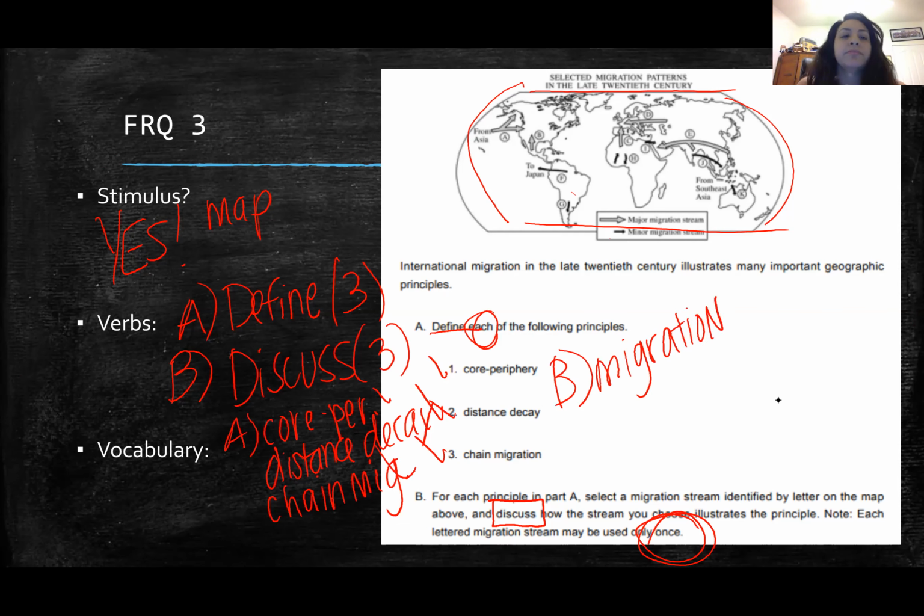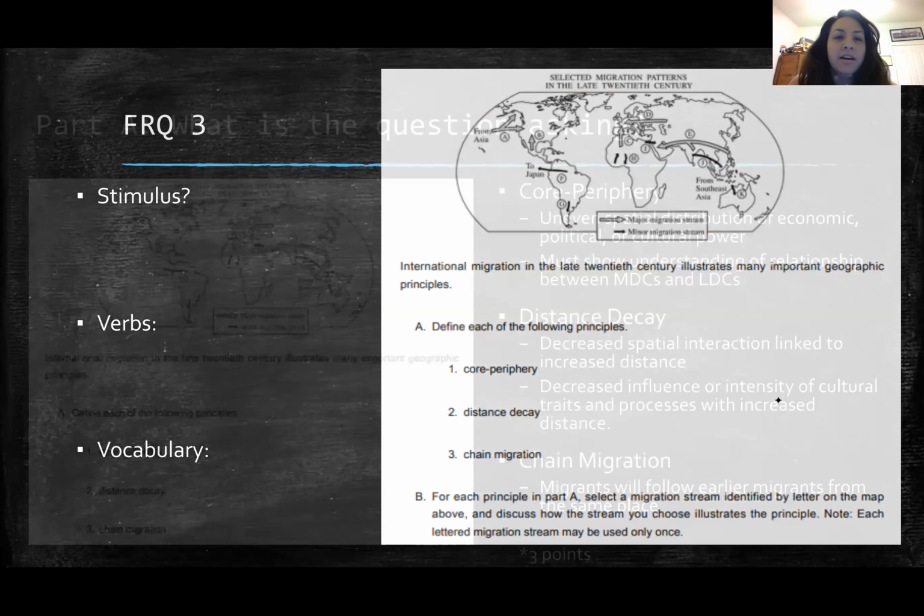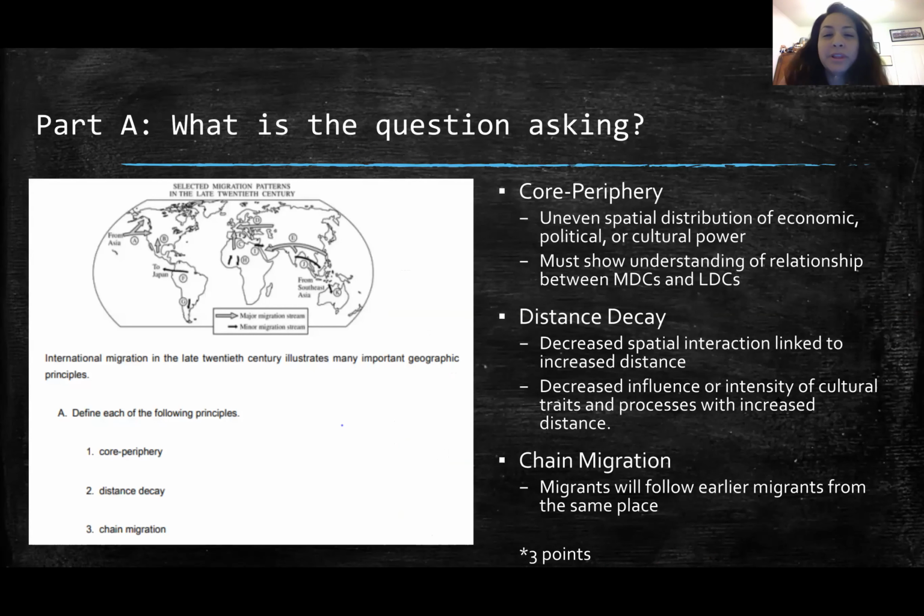You just have to pick them. Okay, so FRQ 3. All right, moving on. Part A. All right, so what the heck is the question asking? Easy. Definitions, okay? Should be your strength.